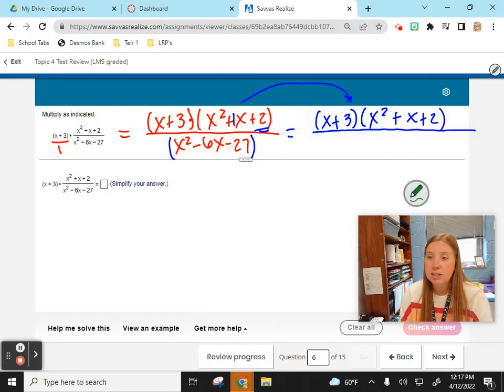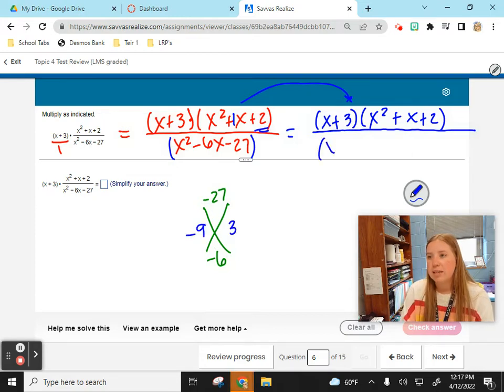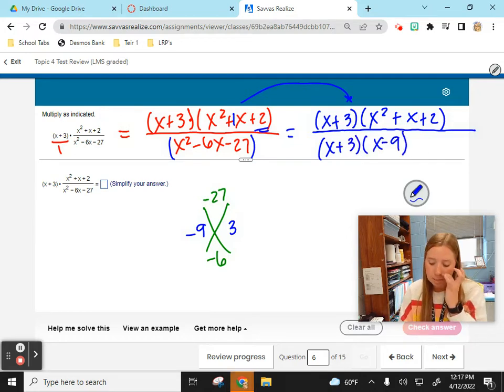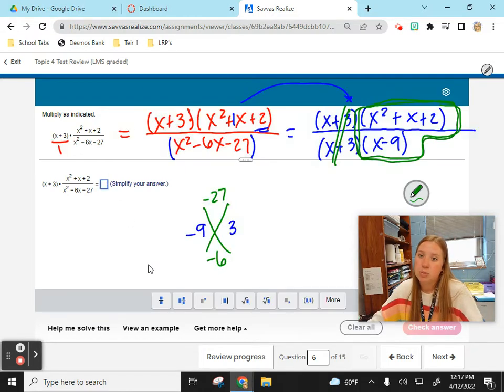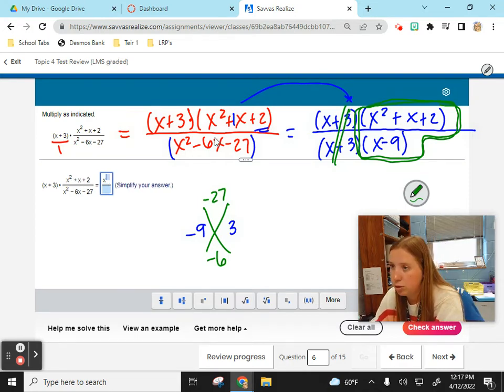But I should always check to see if my denominator factors. Looking for factors of negative 27 that add to 6. And I know that's going to be 9 and 3 with a negative 9. So that's x plus 3 times x minus 9. And then we've got a common factor that cancels out. And so this is my final answer. So the tricky one here is that expression on the top of my second fraction was not factorable.